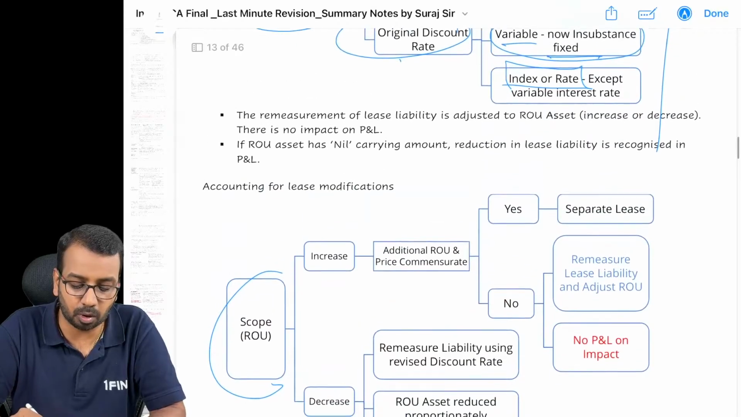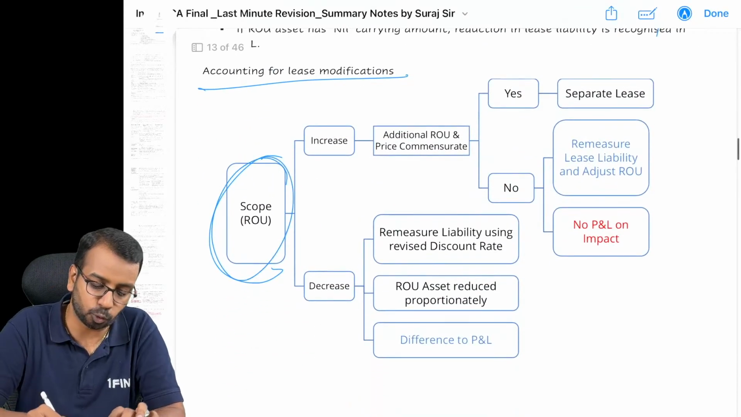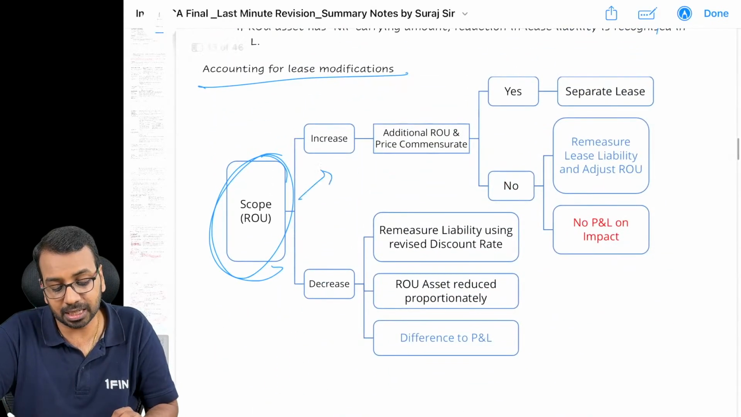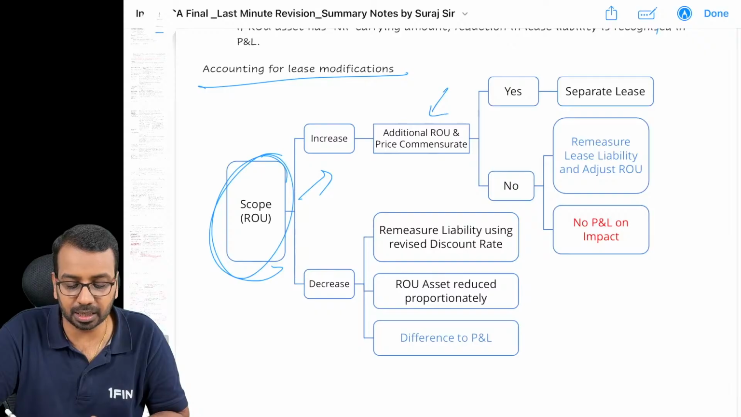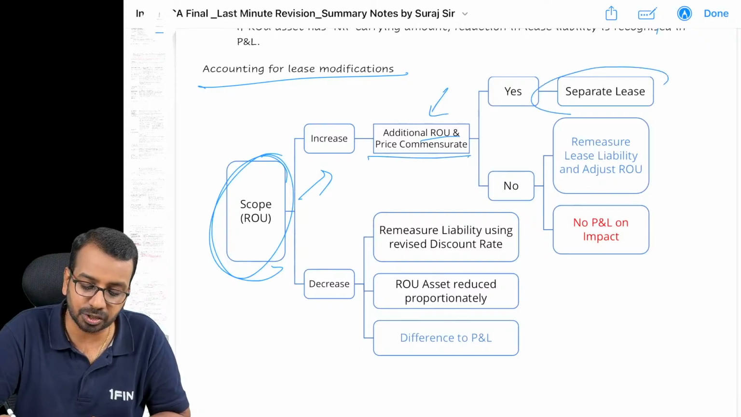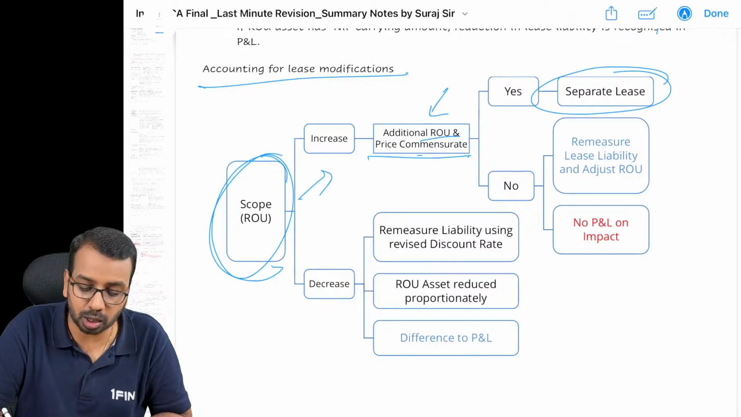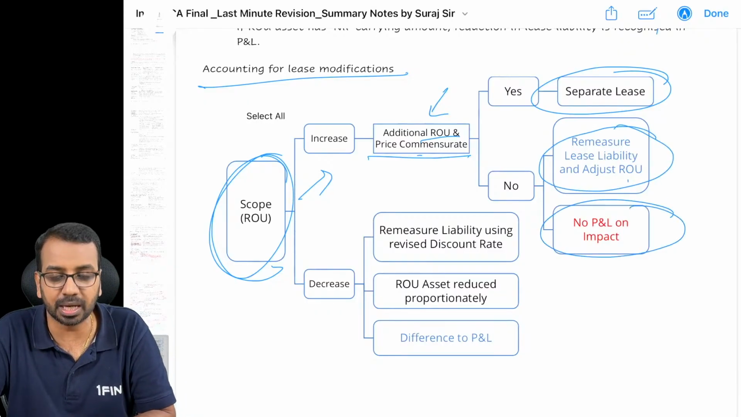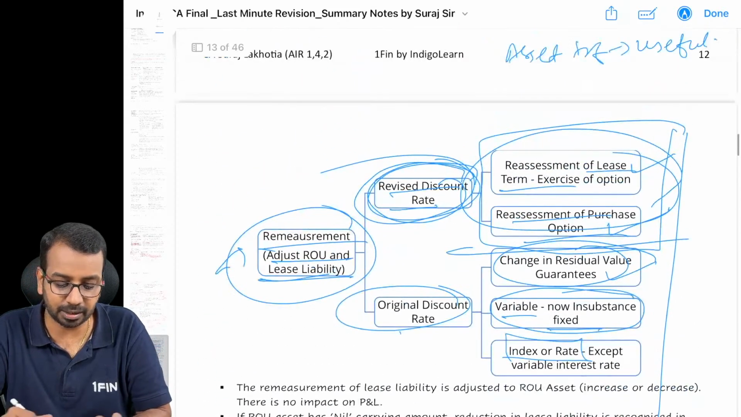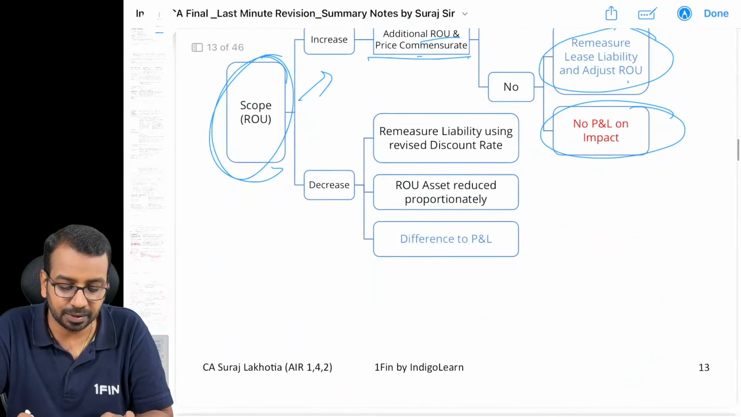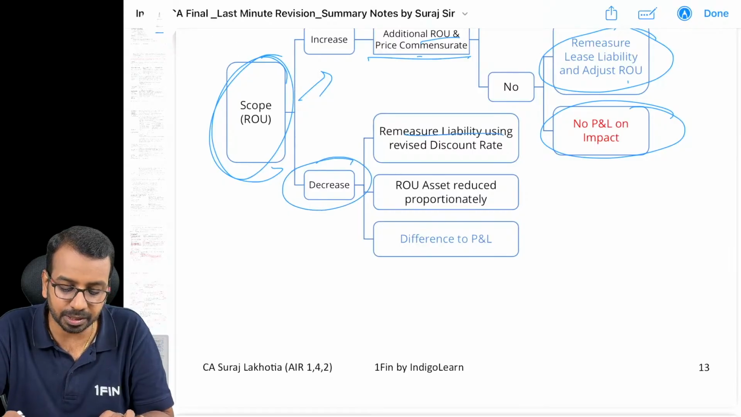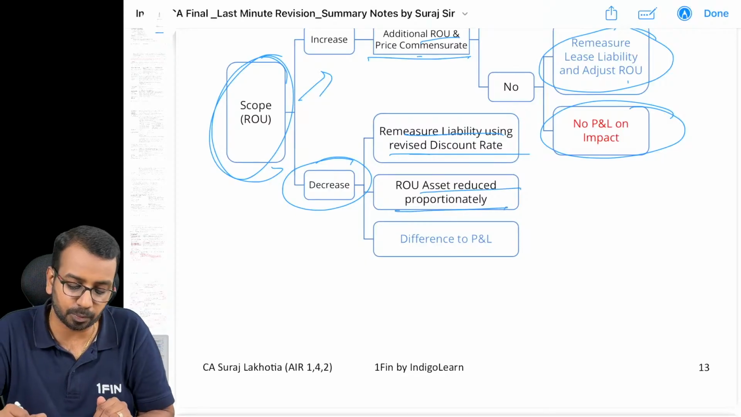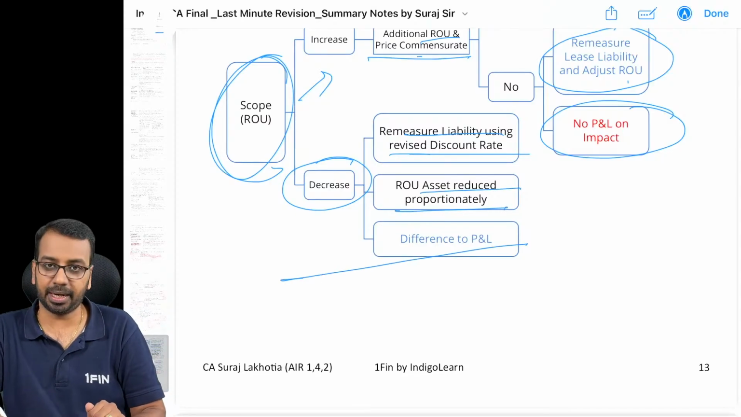Then we have something called modification. In case of modification, the scope can be modified or the term can be modified. If scope is modified and there is an increase in scope, if the additional right of use asset and price are commensurate, then it is treated as a separate lease. If it is not commensurate, we will remeasure the liability and adjust the right of use asset, and there is no P&L impact. So this is like remeasurement here. Then if there is a decrease, remeasure the liability using the revised discount rate. If the scope has reduced, reduce the right of use asset proportionately, and the difference will be charged to P&L.